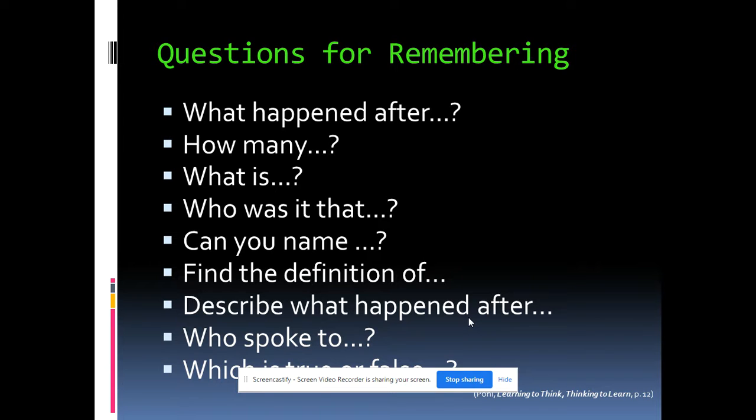The questions for remembering, for example, are: what happened after? How many? What is? Who was it that? Can you name? Find the definition of. For example, what happened after you boiled the water? The normal answer the student will give is that water vapors are formed.